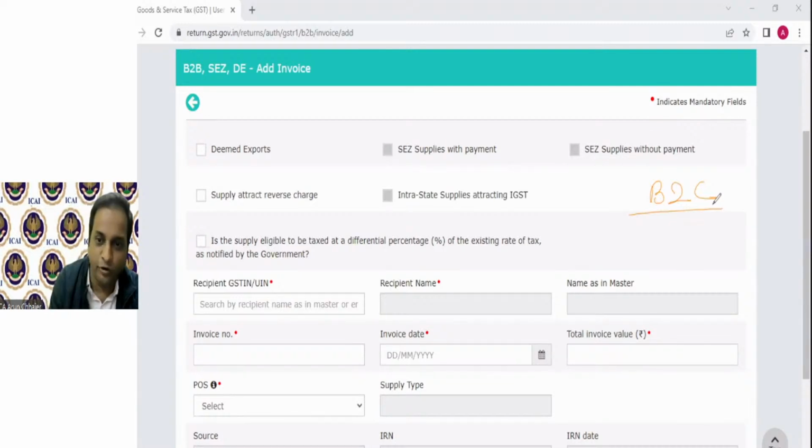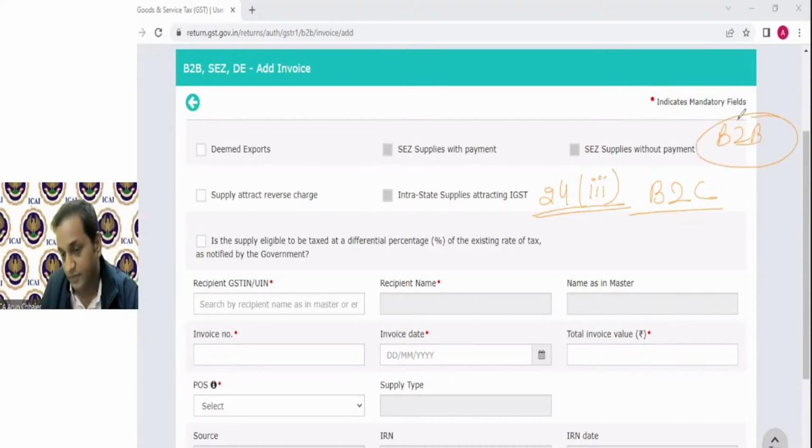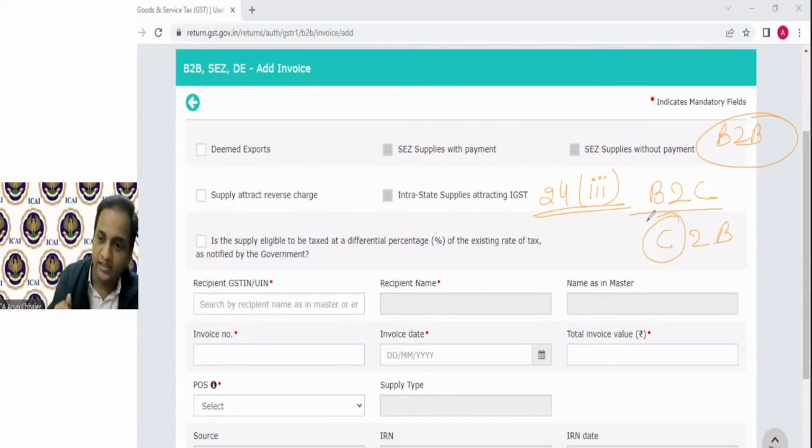Because in case of the recipient, you remember section 24, clause 3, that the recipient has to take mandatory registration in case of RCM. So in case of RCM, it is not possible that the transaction can be B2C. Yes, it can be C2B. It means, let's say I'm an advocate. I am not registered, but you are registered. In that case, because I am not registered, no GST provision is applicable to me, so it would not require to be reported by me. You, being registered, will report in the GSTR-3B and claim the ITC.